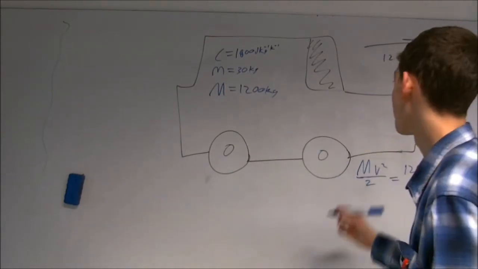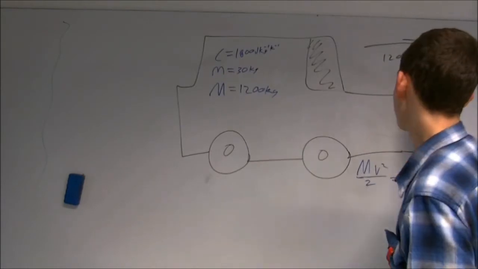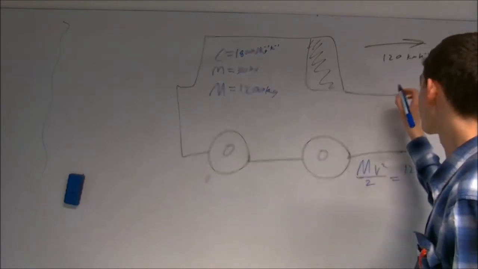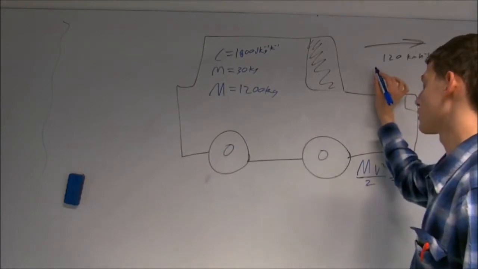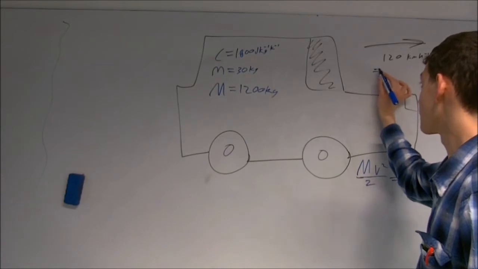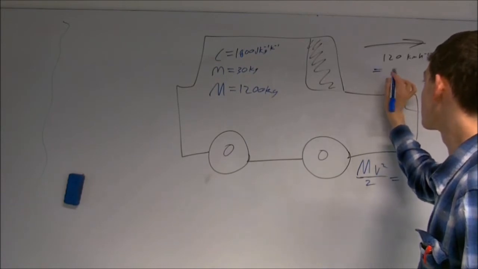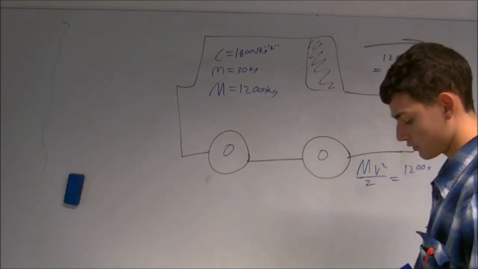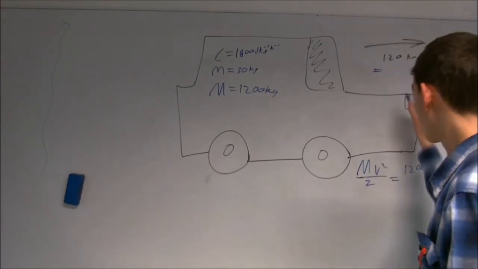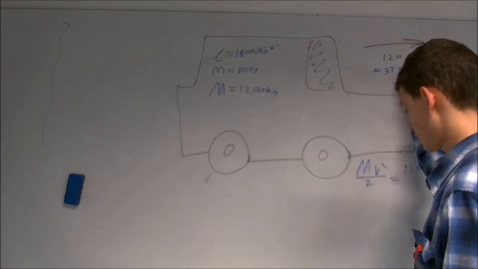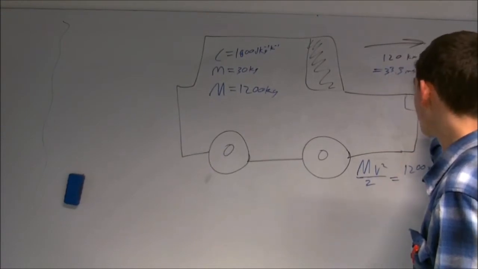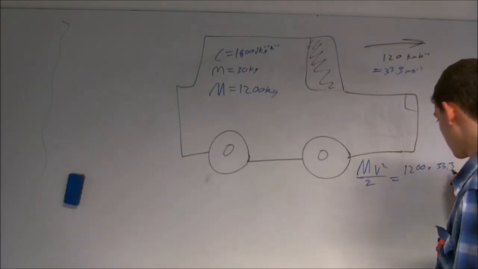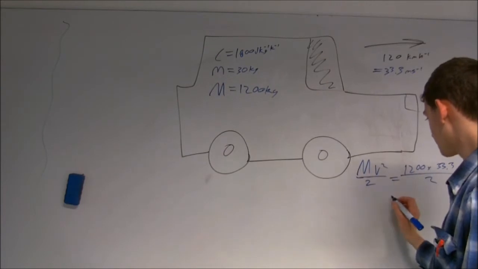A second is a 60th of a minute. Times 1000 because a kilometer is made up of 1000 meters. So that's 100 over 3, 33.3 meters per second.